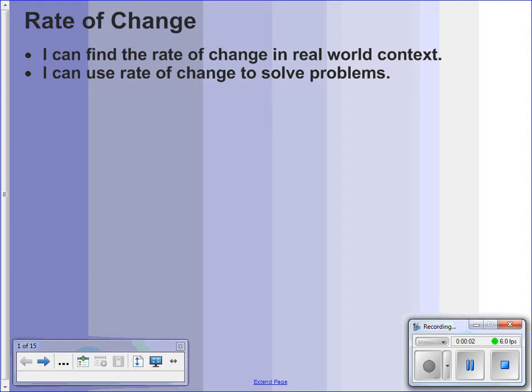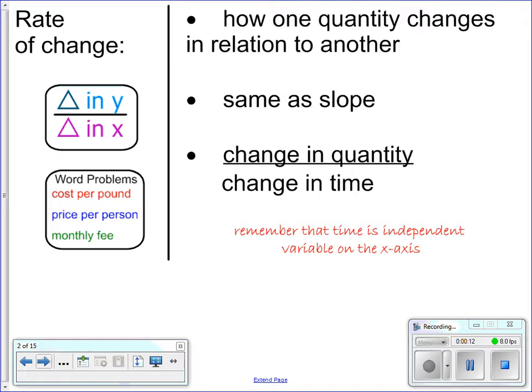In this lesson, we'll be discussing the rate of change. At the end of the lesson, you should be able to find the rate of change in a real-world context and use this rate of change to solve problems. So rate of change is just how one quantity changes in relation to the other. It's the same as slope.